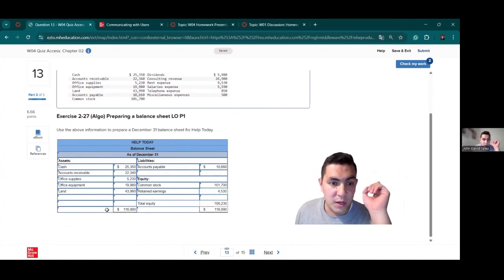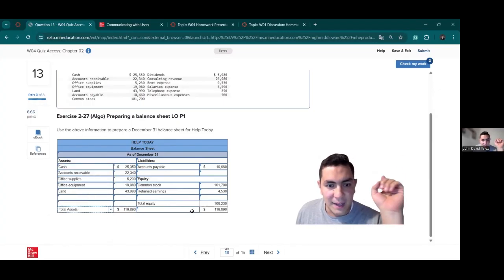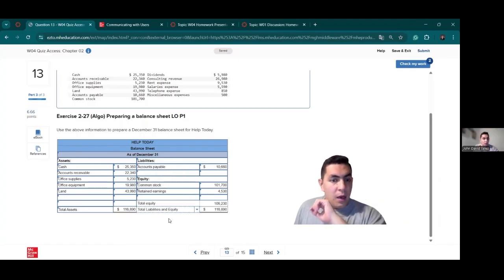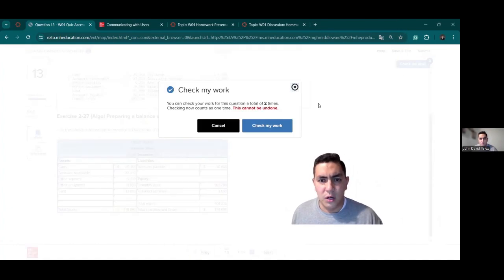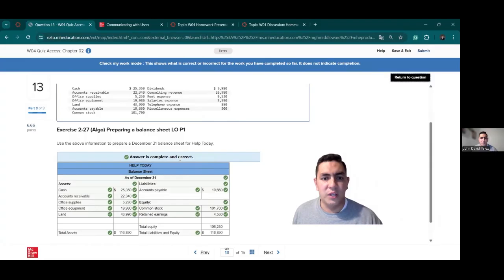We need to remember that in this part are total assets, and in this part are total liabilities and equity. So it is important to check that total assets are equal to total liabilities plus equity. That's how we know that we are doing things right. So we check our work, and our answer is complete and correct.